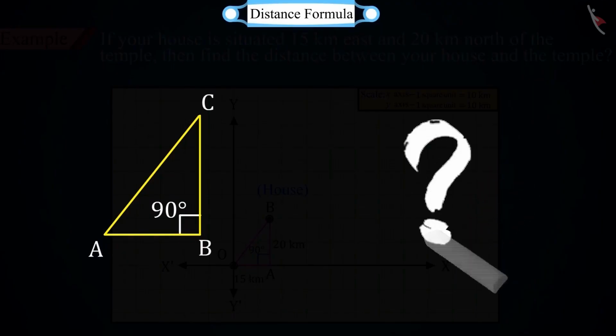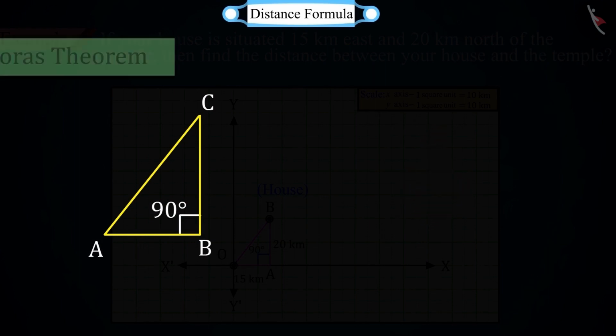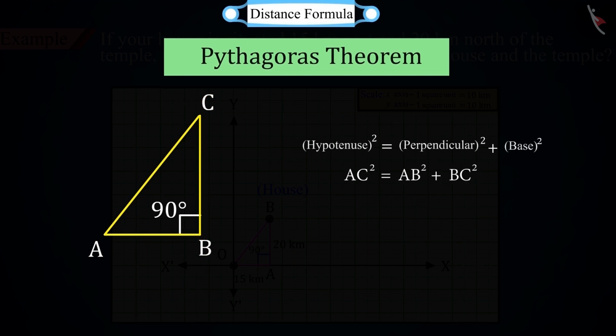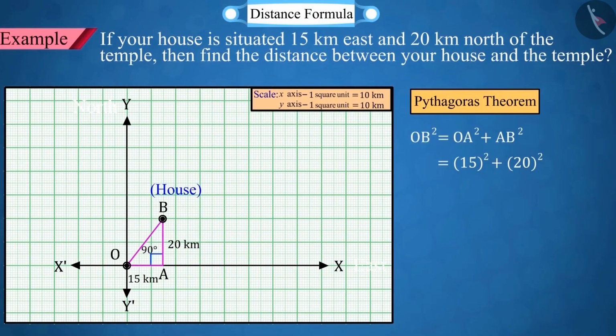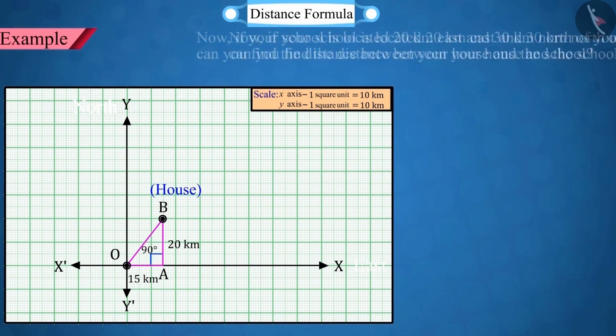Can you tell something by looking at this right-angled triangle? Good. In the first chapter, we learned that in a right triangle, the square of the hypotenuse is equal to the sum of the squares of the remaining two sides, which is the Pythagoras theorem. Here, by using the Pythagoras theorem in this graph, we obtain the distance between the origin point O to B as 25. So the distance between the temple and the house will be 25 kilometers.